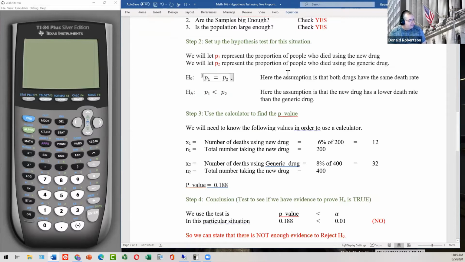First, are they both the same? No difference in the two drugs? Or is the first drug, the new drug, doing a better job? It's a smaller death rate than the other one. So we're looking for a lesser.